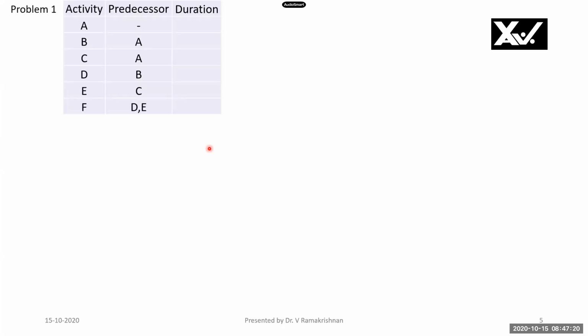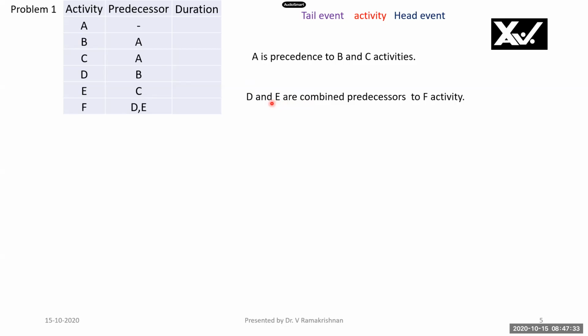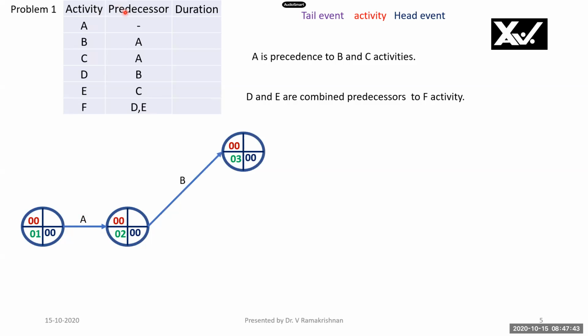Let us see a problem. Now, tail event, activity, head event. We know that this is the way we are representing the network. A is precedence to B and C activities here. C, and A is precedence to C. D and E are combined predecessors to F activity. D and E are combined predecessors. Therefore, we can join these two activities by a common end node. See here, A is the starting activity. B has got precedence A.